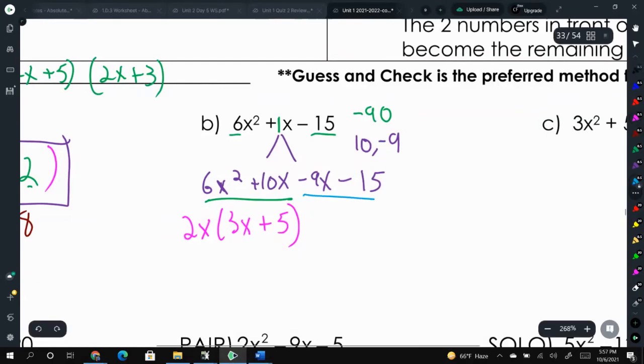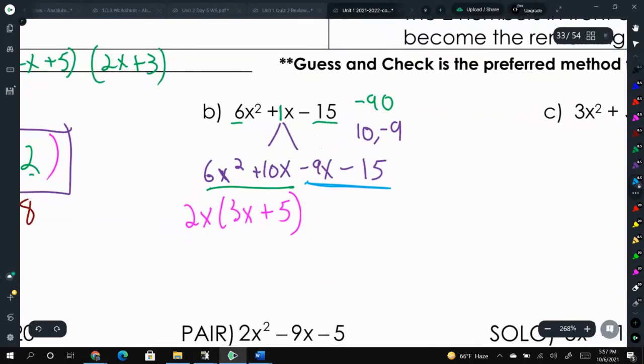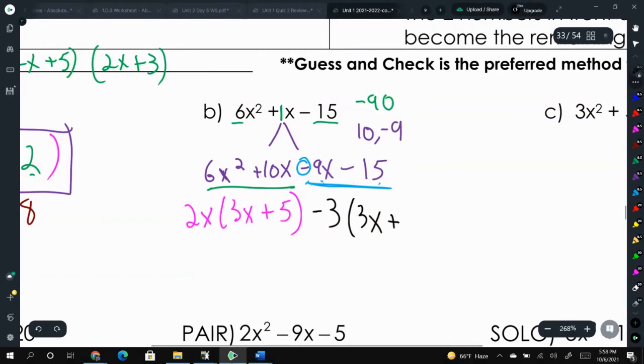Now, in my second set of parentheses right here, you say, oh, I can factor out a 3. Just like before, when we wanted to factor out negatives if we could, if this is negative right here, we want to factor out a negative value. So instead of factoring out a 3 between negative 9x and negative 15, I'm going to factor out a negative 3. So then that means I am left with positive 3x plus 5 because I factored out a negative number.